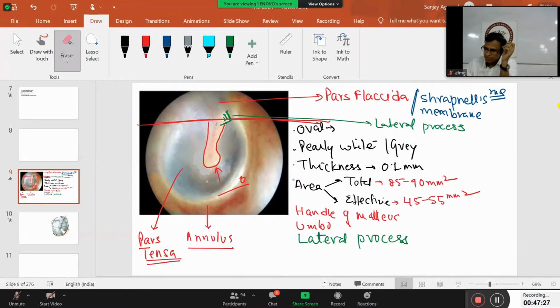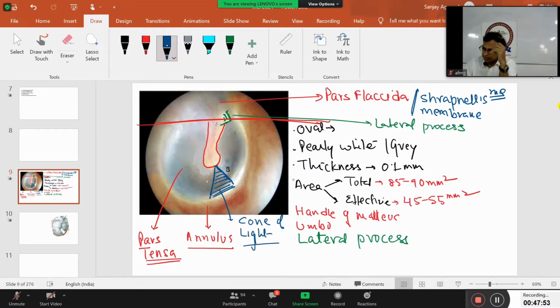So, the last thing you have to know on the membrane, there is a cone-shaped area which is very, very bright, as if light is coming from this cone-shaped area. And that's why this area is called cone of light.